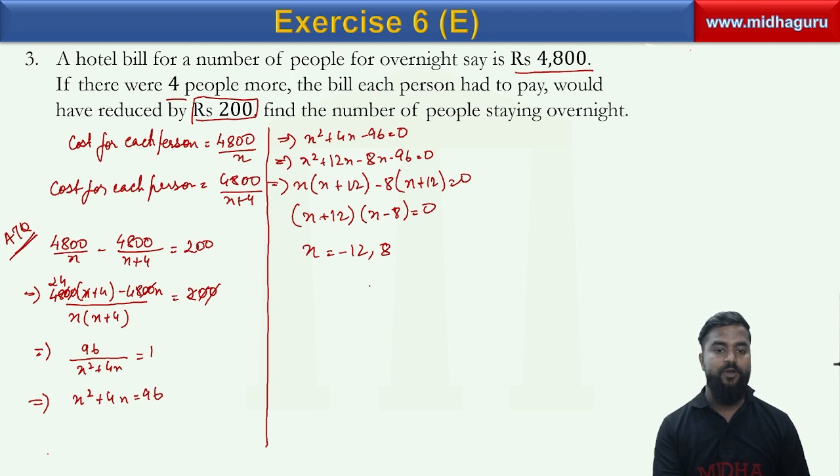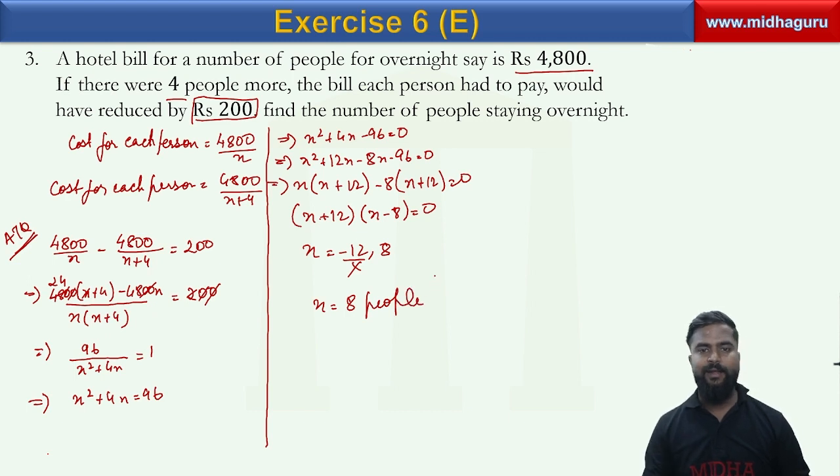Since x was a number of people, it cannot be negative. So the value of x is 8. Originally there were 8 people in the hotel, which means they would have to pay 600 rupees each. But if the number increased by 4, that is there were 12 people, 4800 by 12 would give us 400, which is 200 less, and that is how it satisfies our equation. So let's move on to the next question.